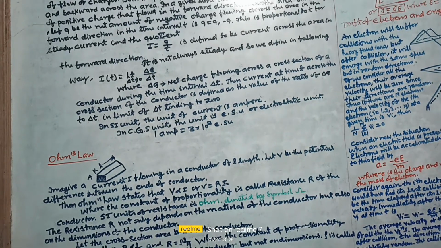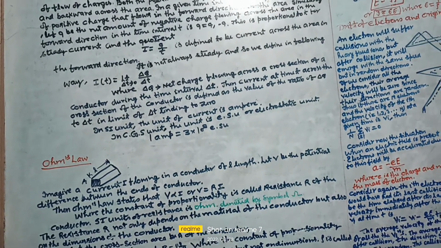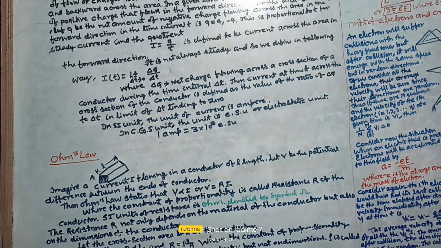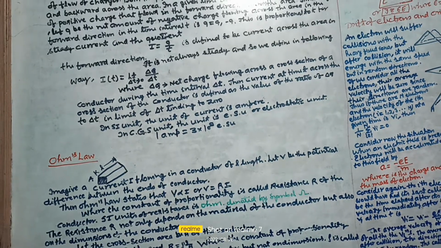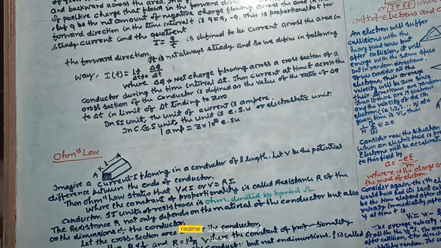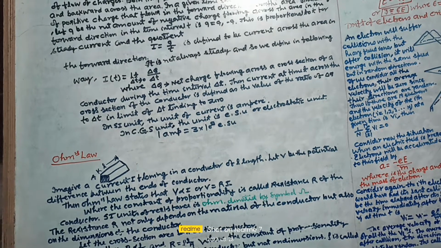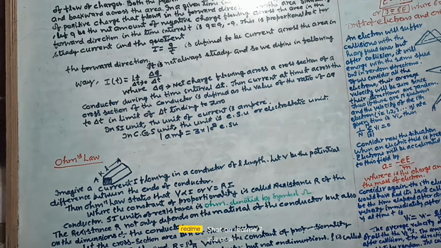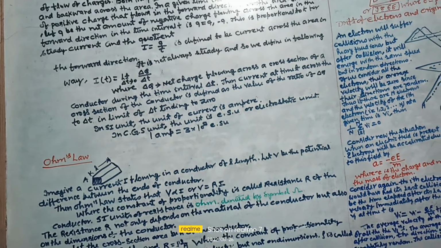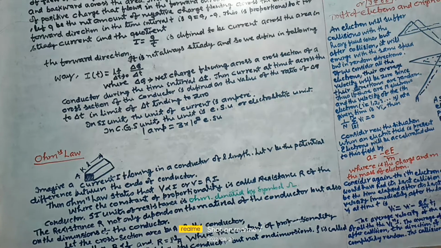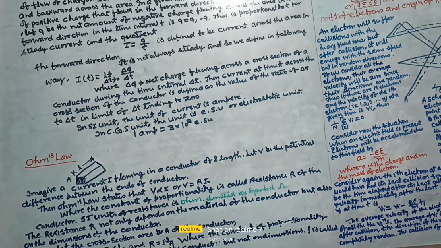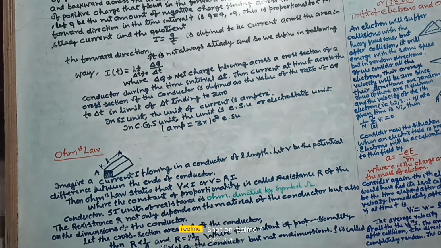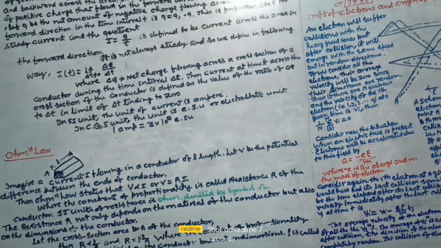The resistance R not only depends on the material of the conductor but also on the dimensions of the conductor. Let the cross-sectional area be A, then R is proportional to L by A, and R = rho L by A, where the constant of proportionality depends on the material of the conductor but not on dimensions. Rho is called resistivity. Therefore V = rho L by A into I.